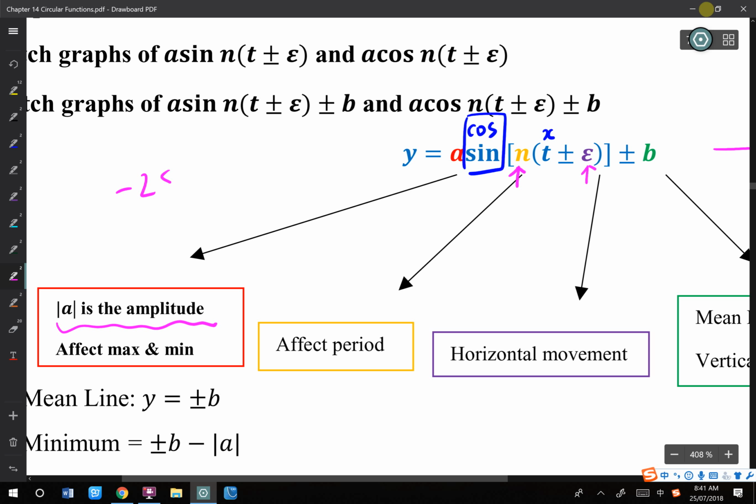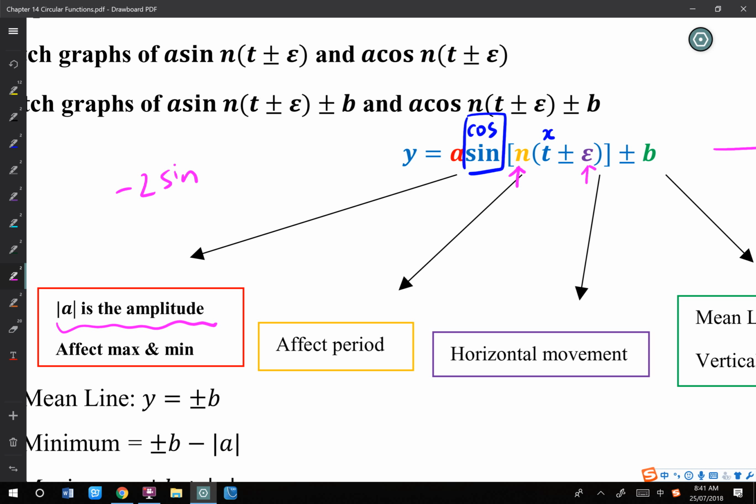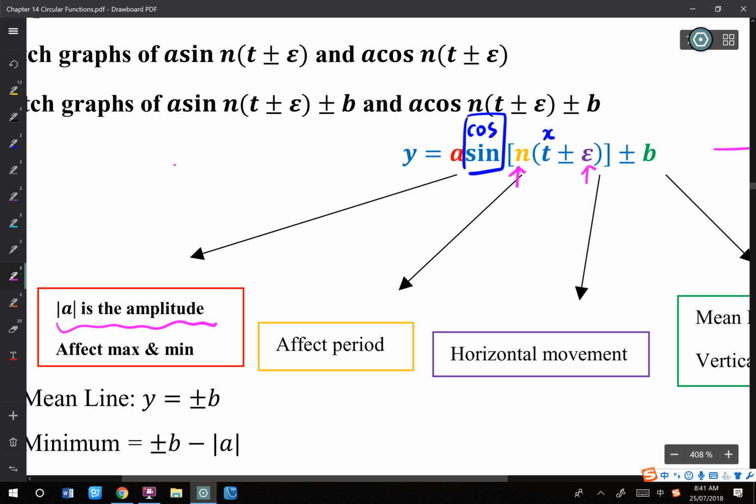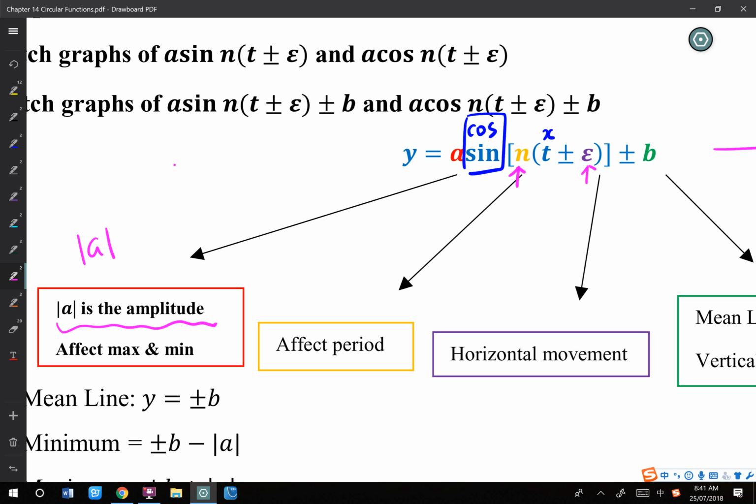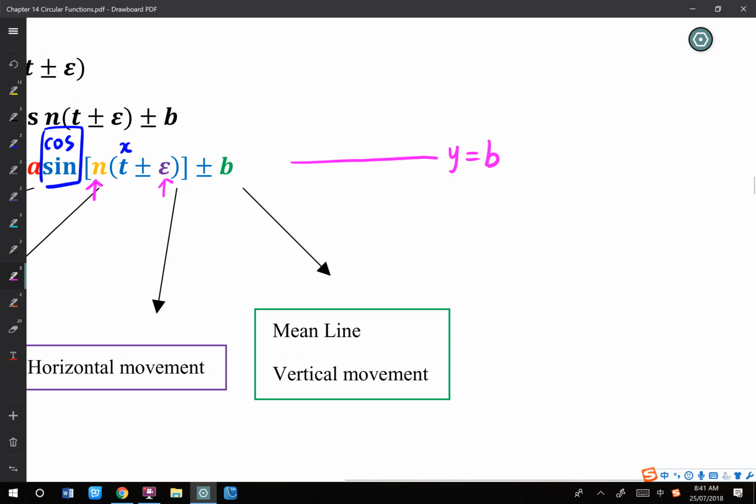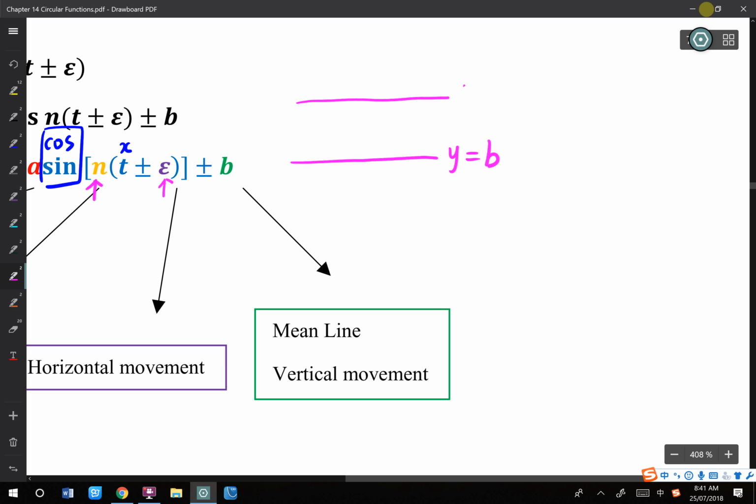I can have -2 sine, but I will ignore the negative and only take the positive of that A value. That's the number of units I can move up or down. So I put an absolute sign on A, meaning the positive of A. So what is the max and minimum of my graph? Move A units, that will be y equals b plus the absolute value of A.